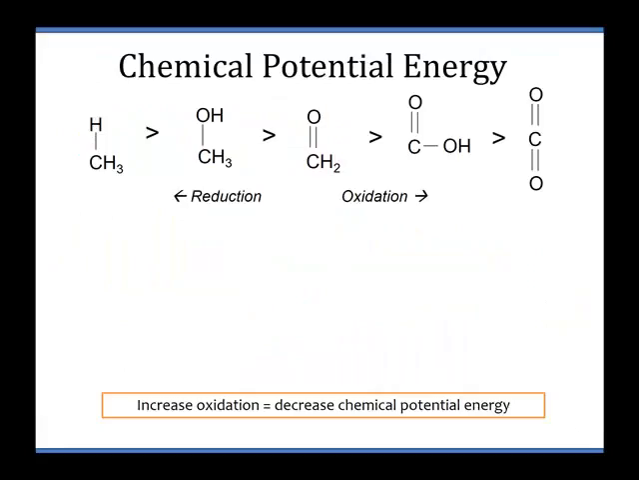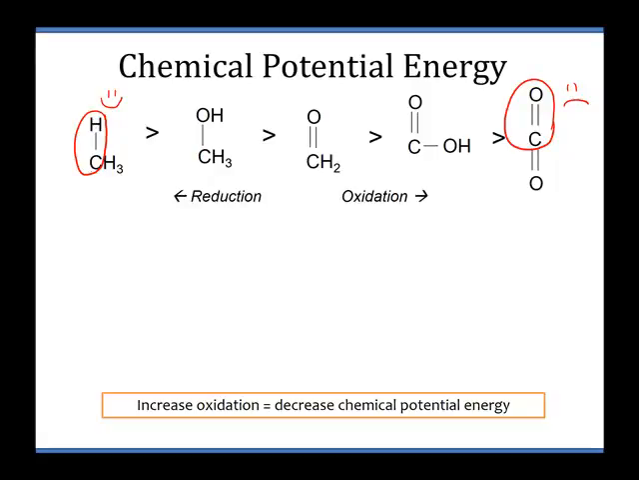Alright, so here's where we're going to come back and talk about the different types, or the different qualities, of chemical potential energy. So right here, I'm highlighting this C to H bond. This bond is very high quality, has lots and lots of chemical potential energy. In contrast, this bond over on the far right, this C double bond O bond, has very little chemical potential energy.